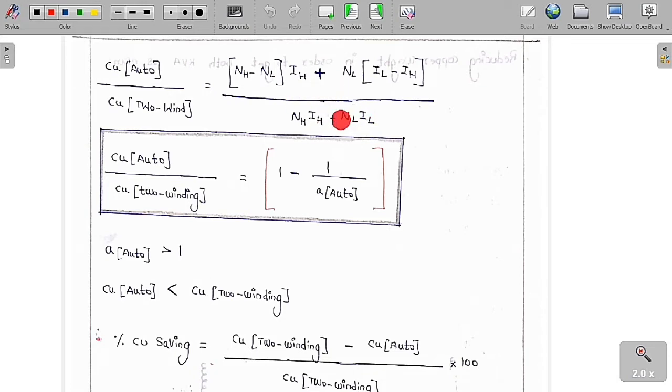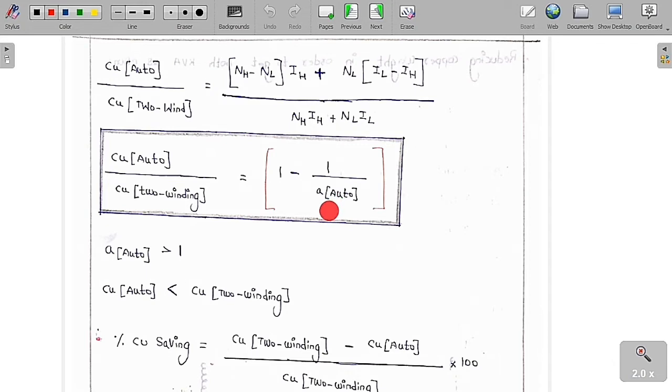But now we have to do the simplification by assuming NH IH is equal to NL IL. If we do the simplification, finally we are going to get the copper weight in the auto transformer by the copper weight in the two-winding transformer is equal to 1 minus 1 by the turns ratio of the auto transformer. So this is the value that we are going to get.